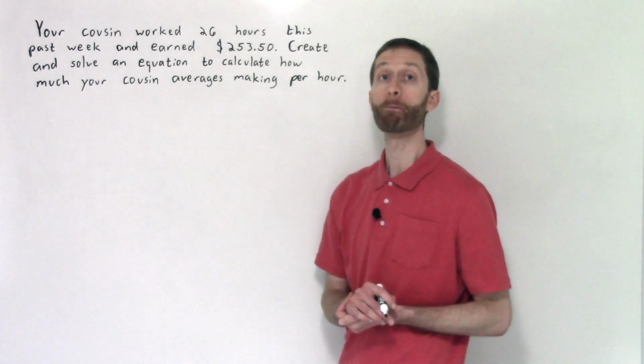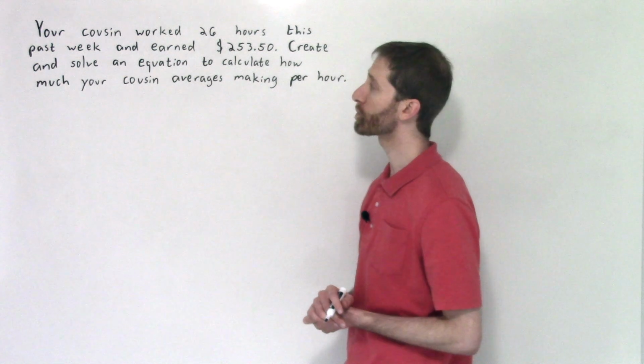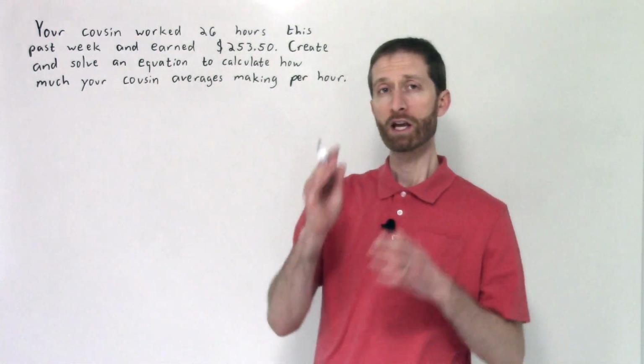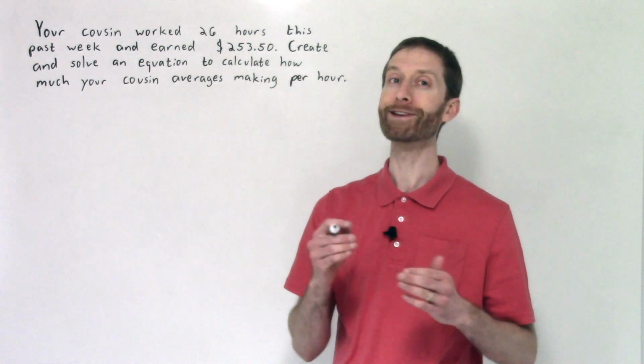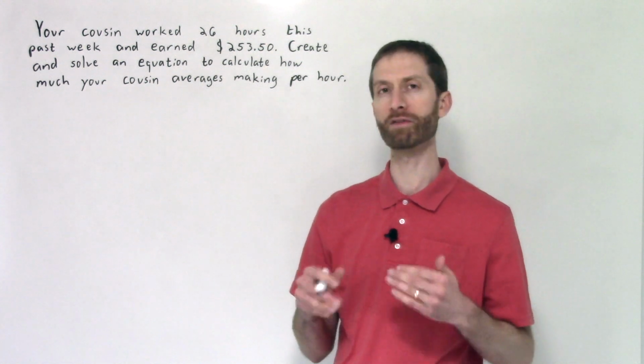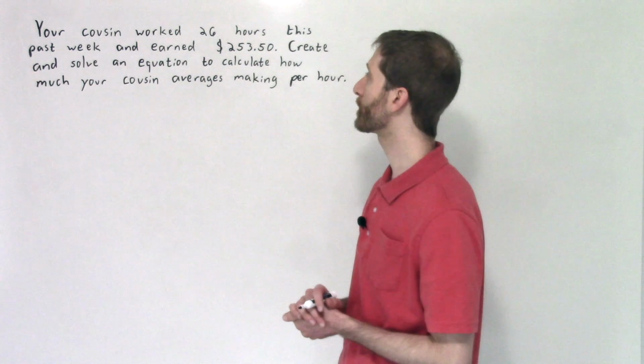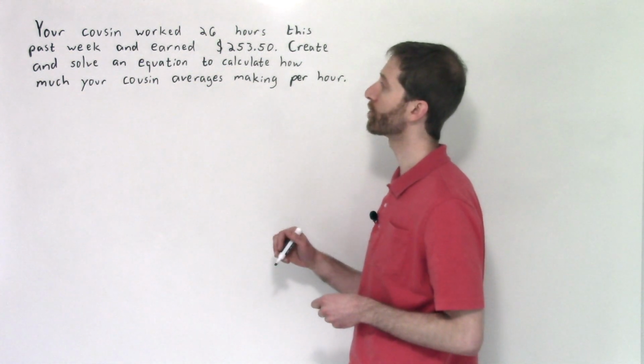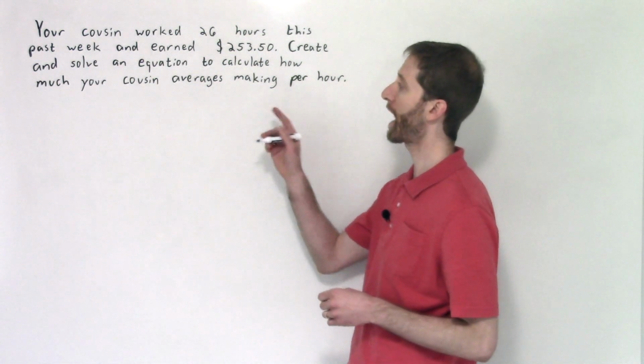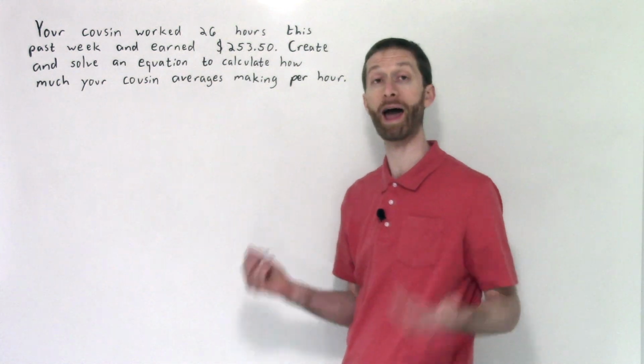We're then asked to create and solve an equation to calculate how much your cousin basically makes or averages making per hour. So this is one of those problems where unfortunately translating it immediately from the words is not an option. We actually have to put ourselves in the context of this problem to figure out how to do this. So first things first, I go to the last sentence and it says that we want to create and solve an equation to calculate how much your cousin averages making per hour.